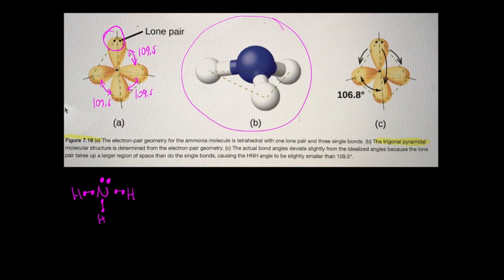Now, the actual angle here is not 109.5. It's actually about 107 degrees. Now, the reason for that is because lone pairs have a greater repulsion. Lone pairs need more space.